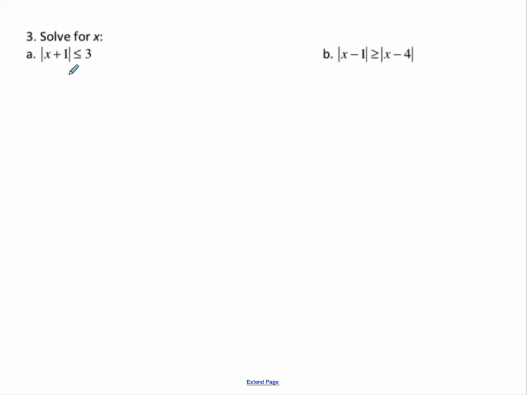Okay, for inequalities now, this is less than or equal to 3, so numbers like 2, 1 work, or negative 1, negative 2. So x plus 1 is going to be any number between negative 3 and 3, and we can solve this inequality. That should be 2, right? And this should be negative 4.